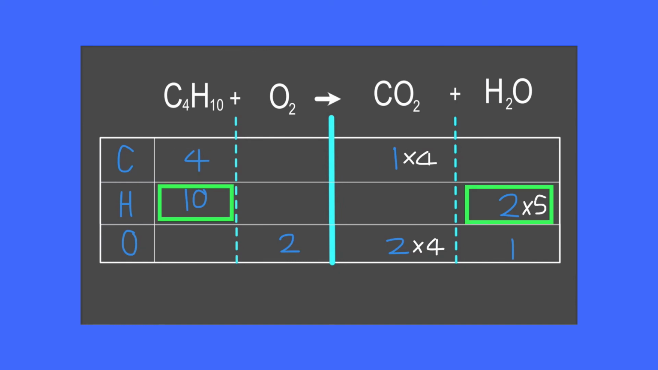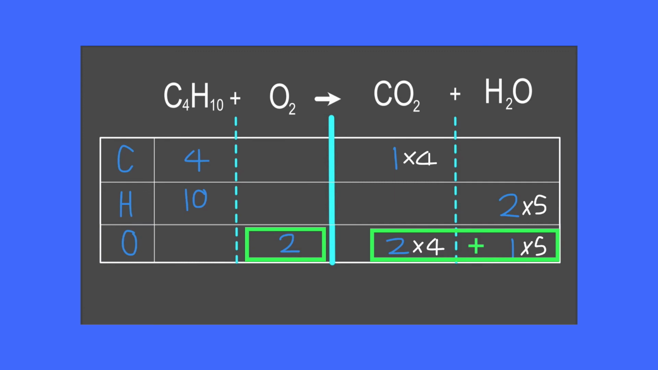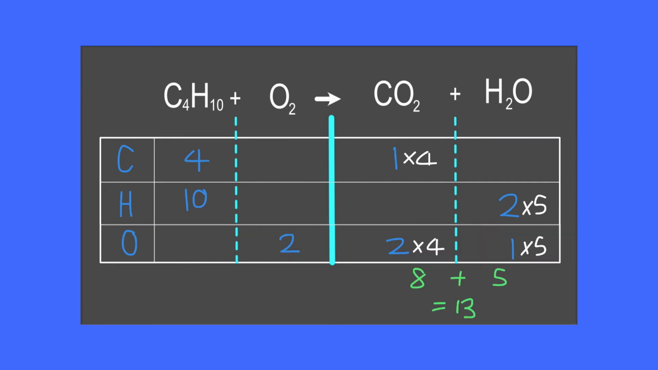For the oxygen row, we have 2 on the left-hand side and 8 plus 5, which gives us 13 on the right. When we end up with an odd number like this for oxygen in a combustion reaction, we write the odd number in front of the oxygen molecule and multiply the rest of the equation by 2 to balance the reaction.